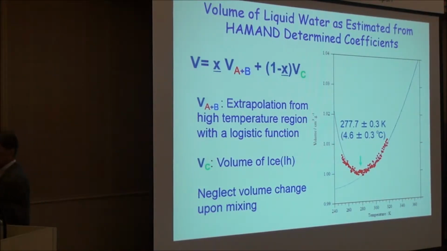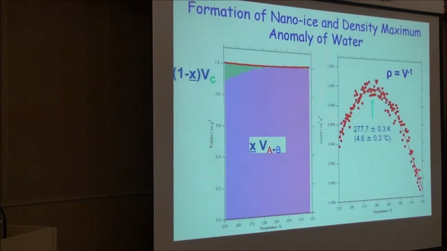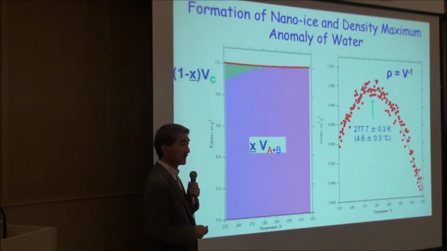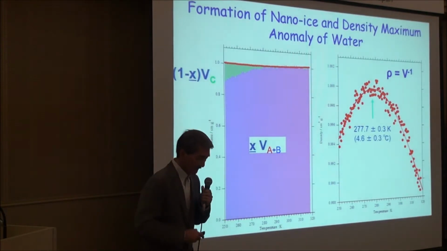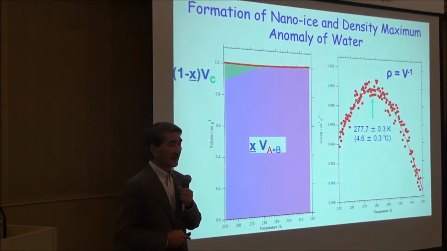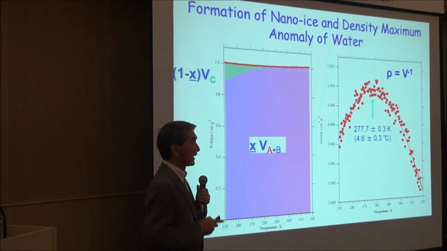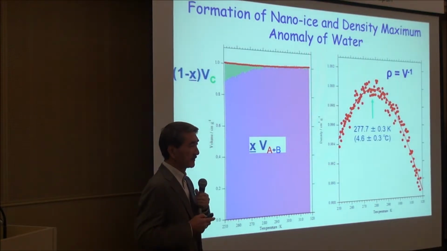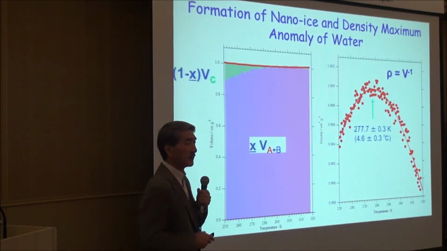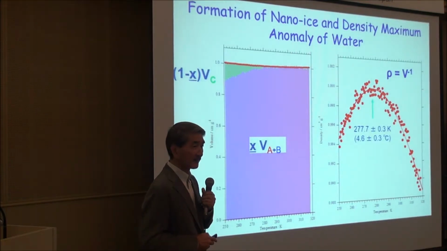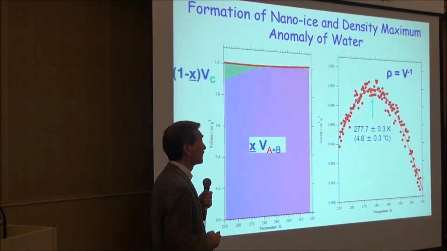And if we invert this result, we make the density, and density nicely makes a maximum at 4 degrees. This is what's known as the density maximum anomaly of water. So our analysis nicely reproduces the maximum of the density of water in the liquid phase at about 4 degrees.